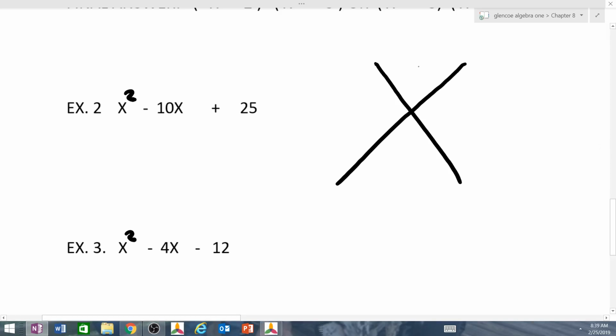25. Where's he go? Top or bottom of the X? Good job. Okay. And what's my middle term there? Negative 10. You have to take the sign with you. So listen to what you're asking your brain right now.